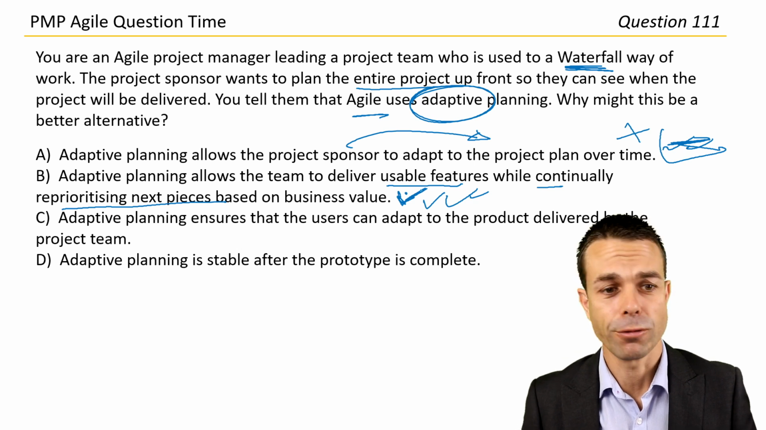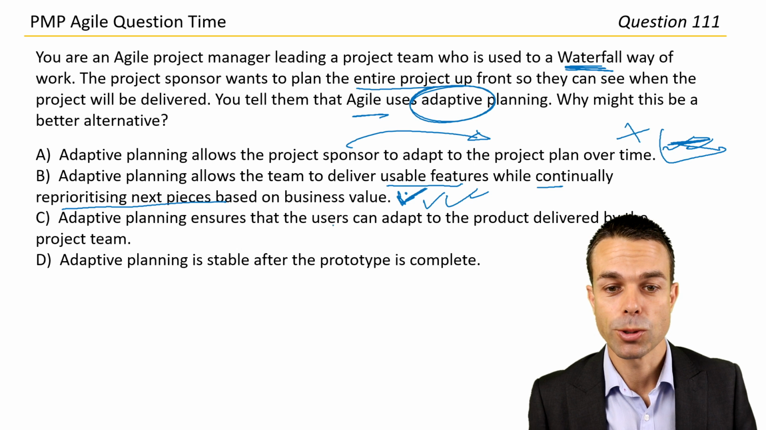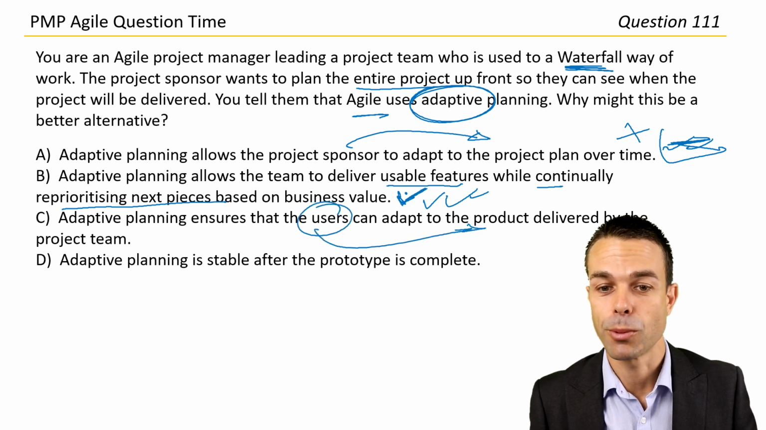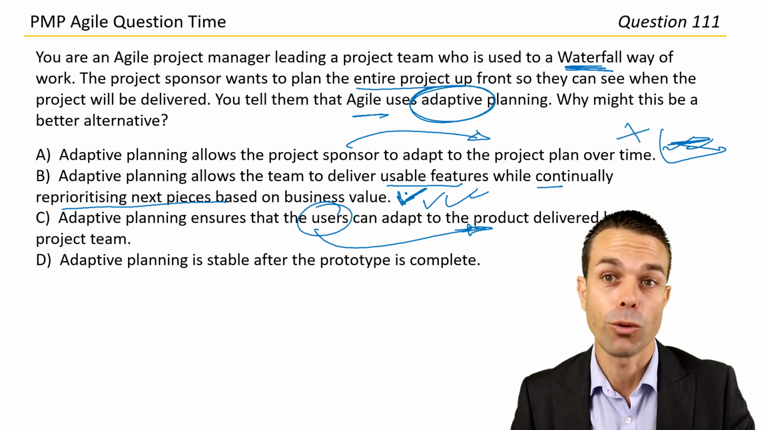And that's why it's so powerful. So adaptive planning ensures that users can adapt to the product. And again, the users are not adapting to the product. We're trying to deliver the value for the users.